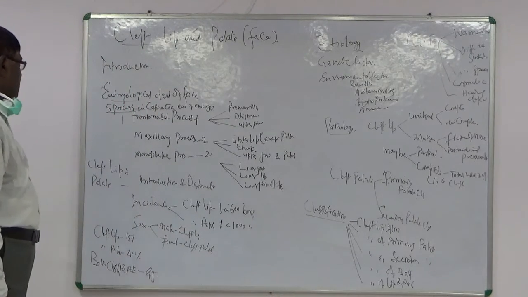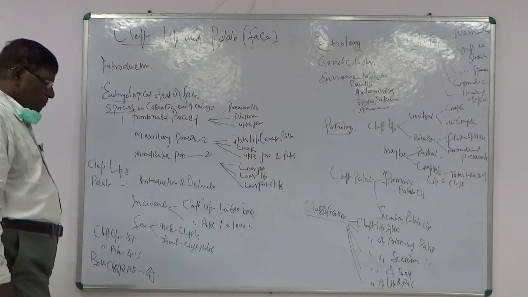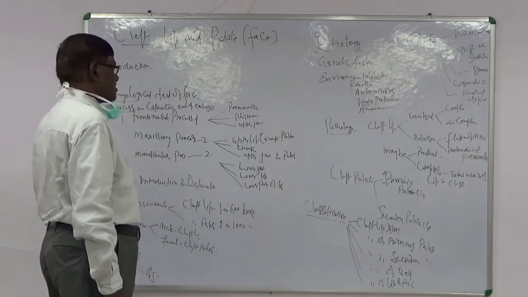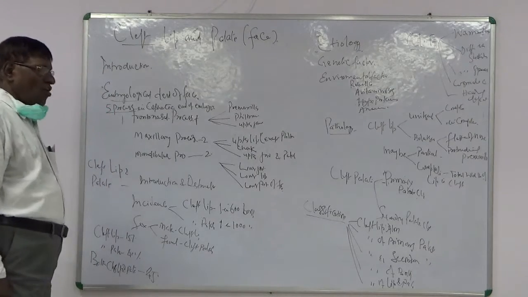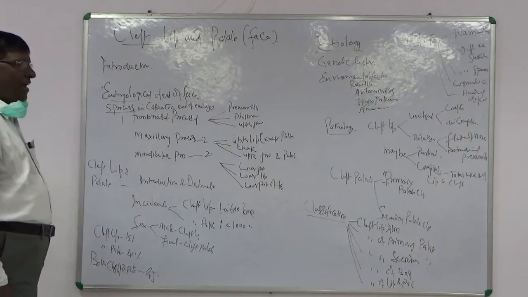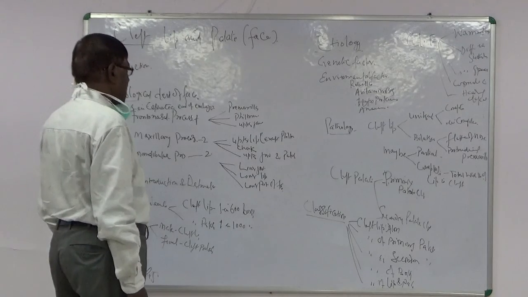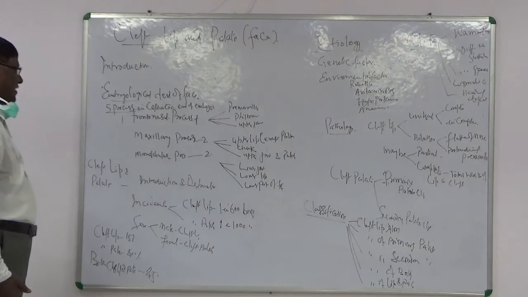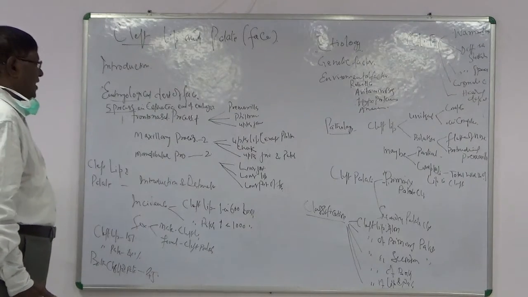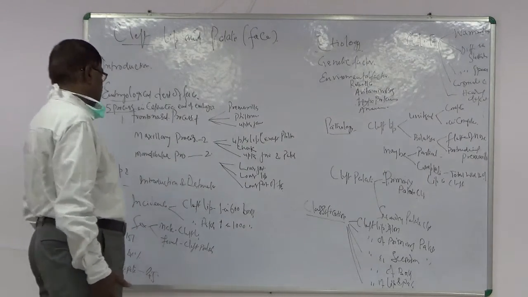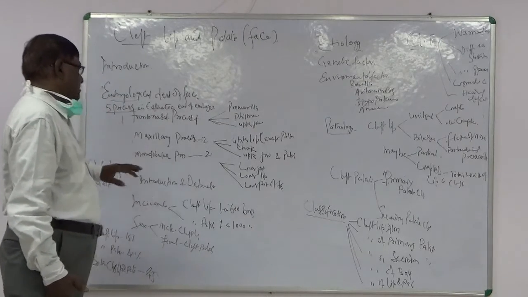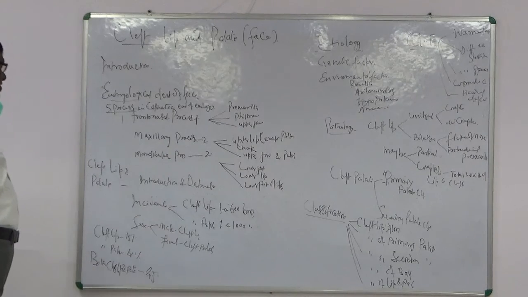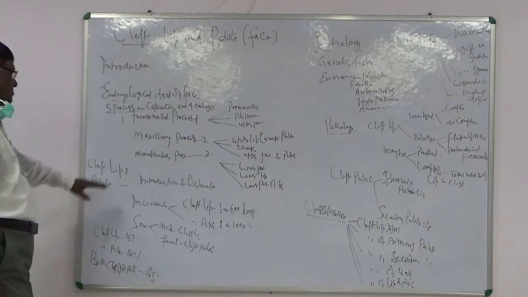embryonic life. Just in the 6th week of the embryonic life, an opening appears in the cephalic end of the embryo, that is called the mouth, the primitive mouth, or stomodeum. This stomodeum, the primitive mouth, is surrounded by 3 processes, and the whole of the face develops from these 3 processes in the intrauterine life at the 6th week.